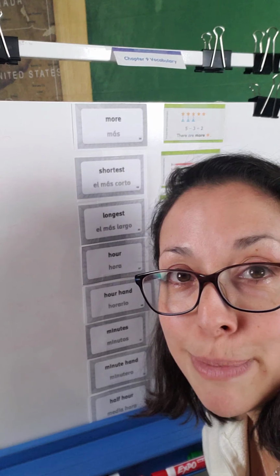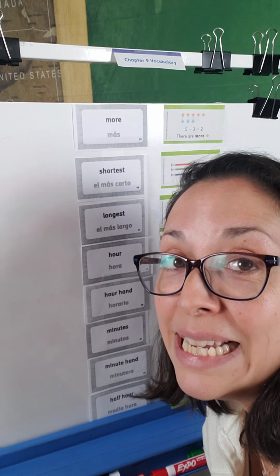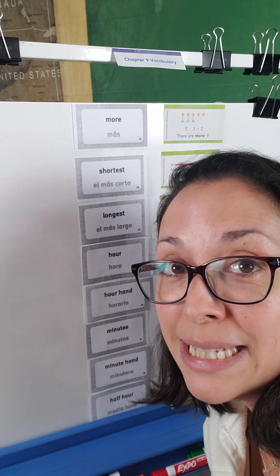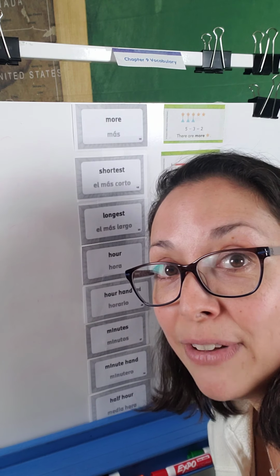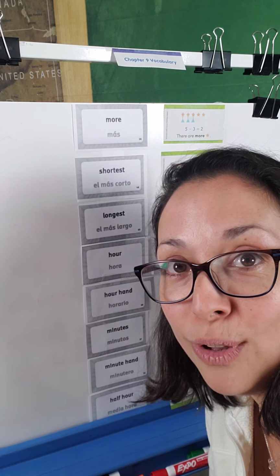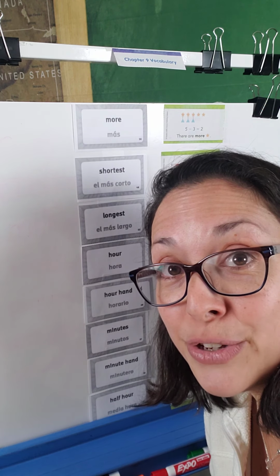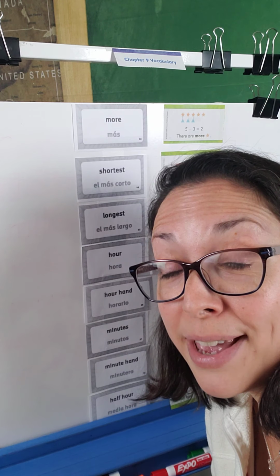And if you remember from our learning of tens, 30 plus 30 is 60. 30 más 30 son 60. So half hour is 30, another half hour is 30, and that's how we get the whole hour of 60 minutes.